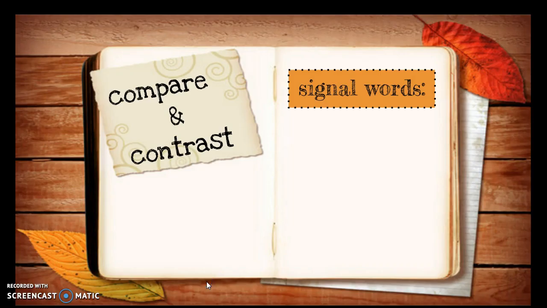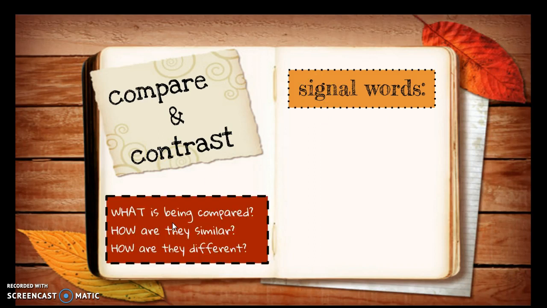So the first text structure is compare and contrast. For each one, we're going to talk about signal words that you use to recognize them and some questions. So the questions that we look at when we're comparing and contrasting, if I'm reading something, I want to ask myself, what's being compared? How are they similar? And how are they different?